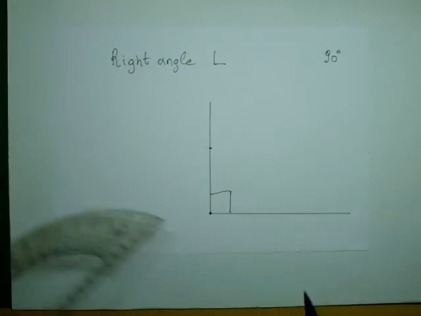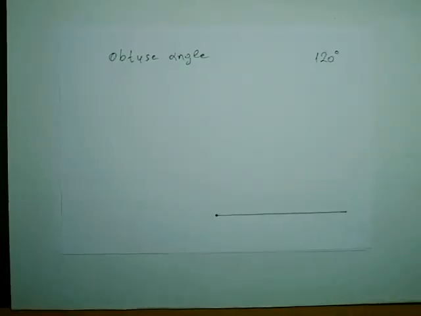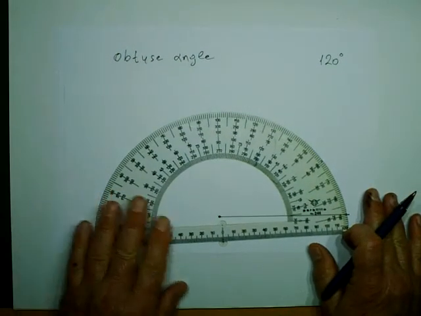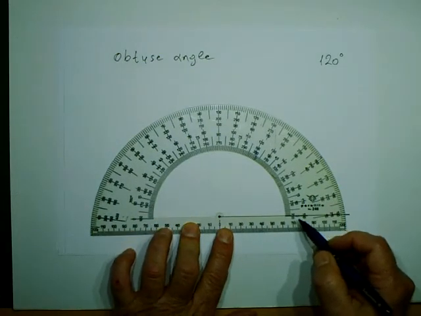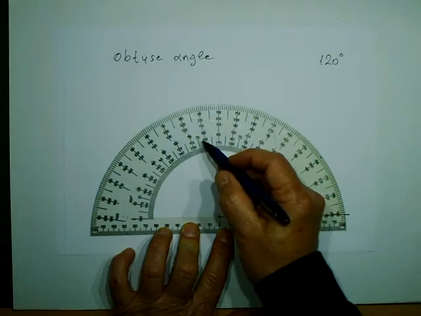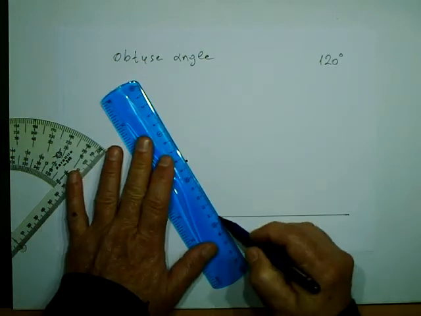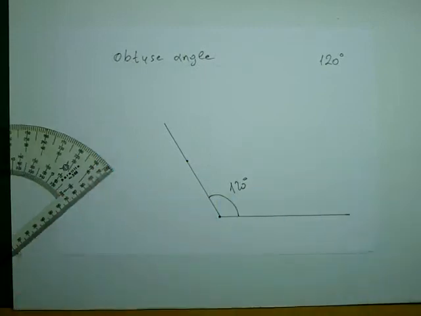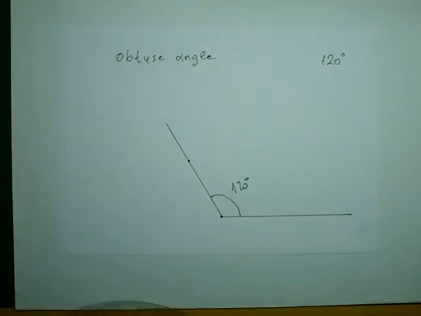Now let's draw an angle of 120 degrees anti-clockwise. So this is our starting line, this is the fixed point. So now I put this here and the starting point here. So 0, 90, 120 is here, and I draw the line. This is 120 degrees, and this angle is an obtuse angle because it is greater than 90 degrees.